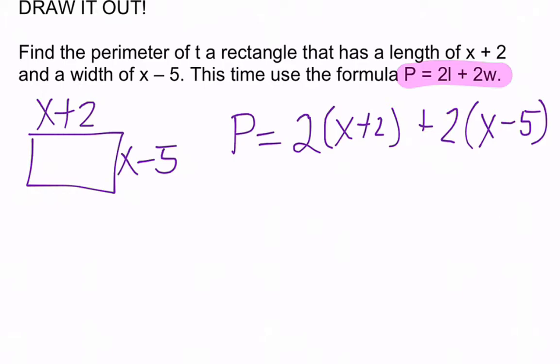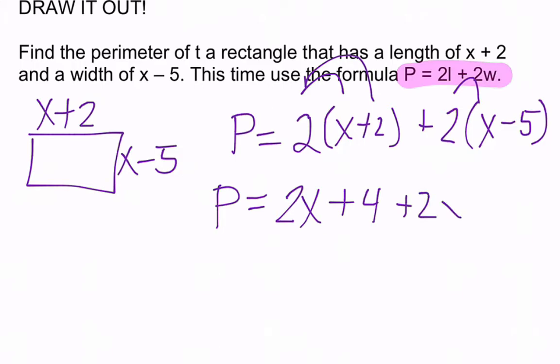So let's figure out what P is equal to. On the other side, we're going to have to distribute twice. We're going to have to distribute here in the first set of parentheses and then distribute again over here. So let's distribute. 2 times x is 2x. 2 times 2 is a positive 4. All right, let's distribute the second time. We know that 2 times x is a positive 2x, and we know that 2 times negative 5 is negative 10.